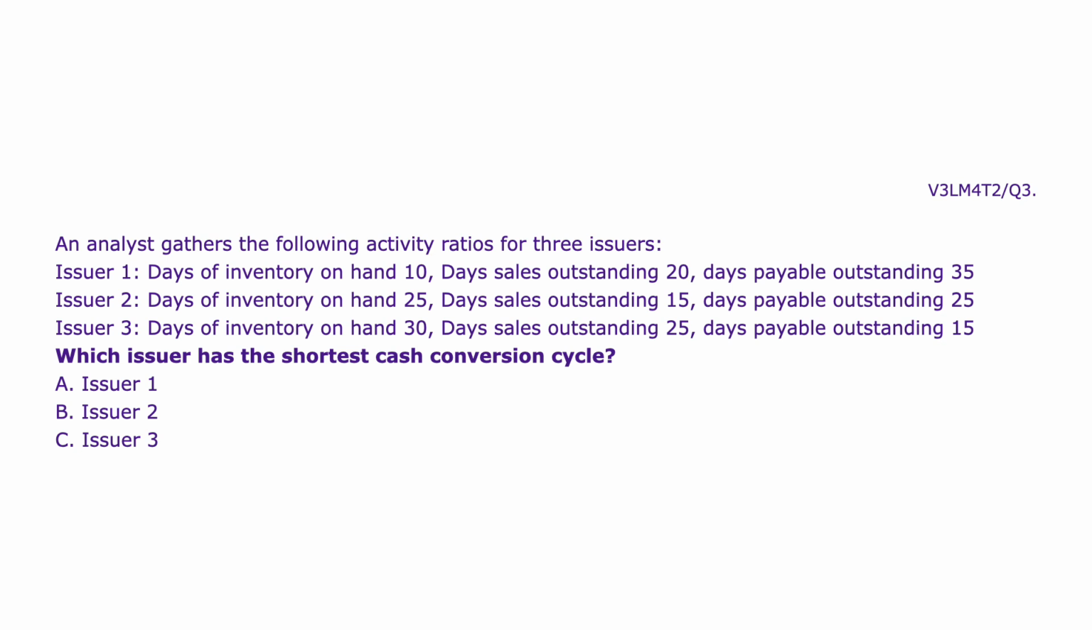Which issuer has the shortest cash conversion cycle? A. Issuer 1, B. Issuer 2, C. Issuer 3.